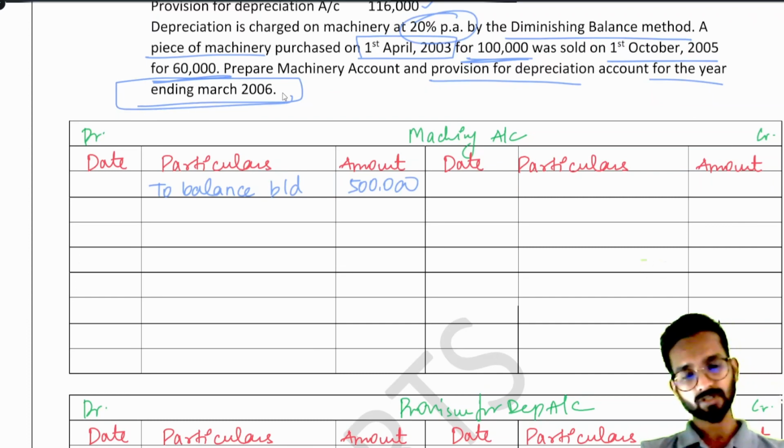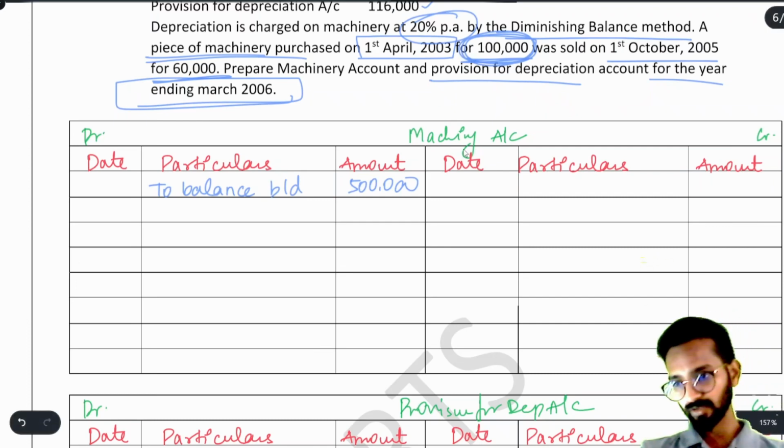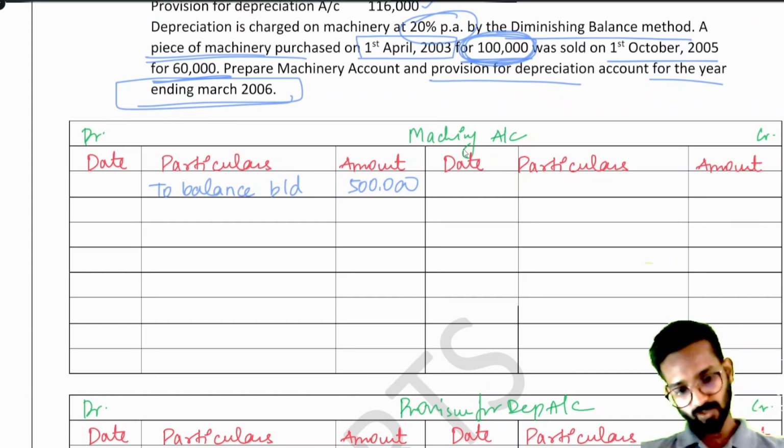First, tell me what was the cost of the machine which we have sold. We purchased a piece of machine for 1 lakh rupees. It means this is the original cost. That original cost we will transfer from machine to machine disposal. So I will write here the machinery account is this. I will write on 1st April.